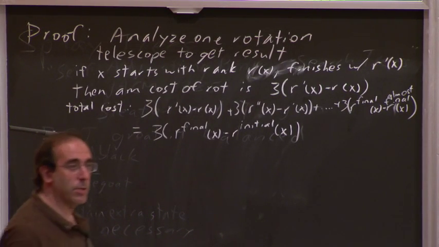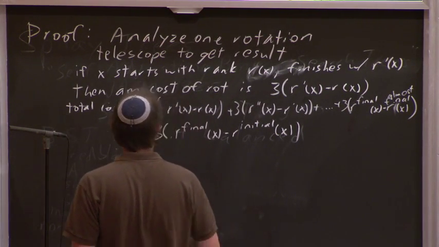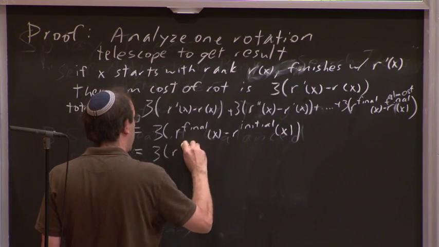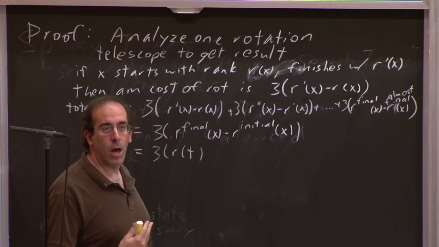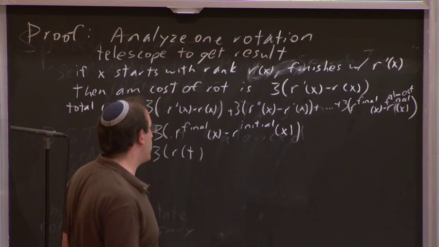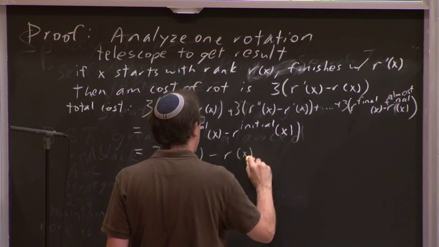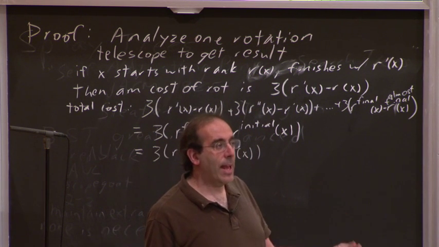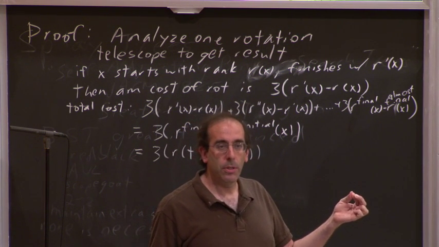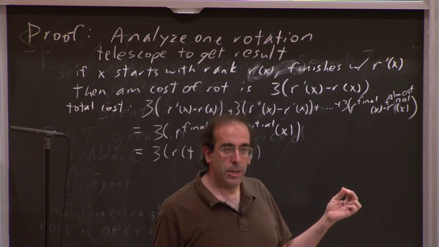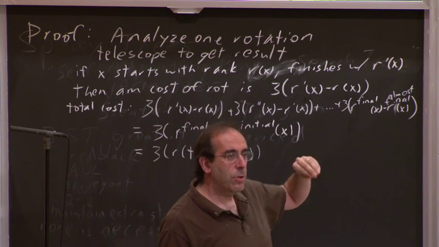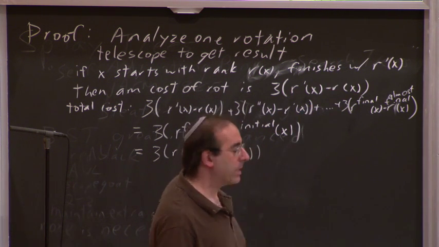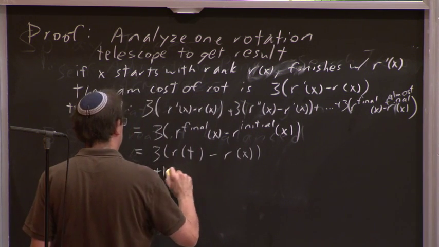Right? We finish with x at the root, so this is equal to 3, and the rank of the root is just the log of the total size of the tree. So that's r of t. That's all of the rotations of x. At the very end, x might be a child of the root. We can't do a double rotation at that point, so we may have to do one more single rotation. That's where we're going to get our plus 1.